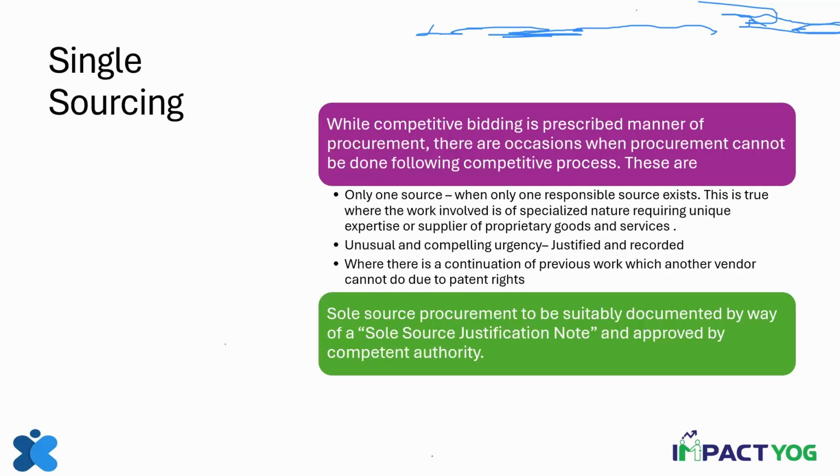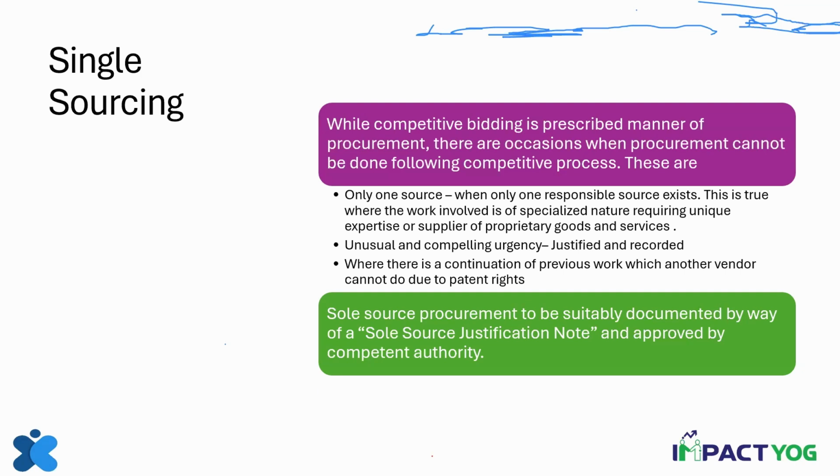Now, coming to another method of procurement which is not competitive, what is called single tender inquiry or single sourcing. Single sourcing, as the word says, means that you have only one source or you have selected from only one source. So there is no competition. Okay.